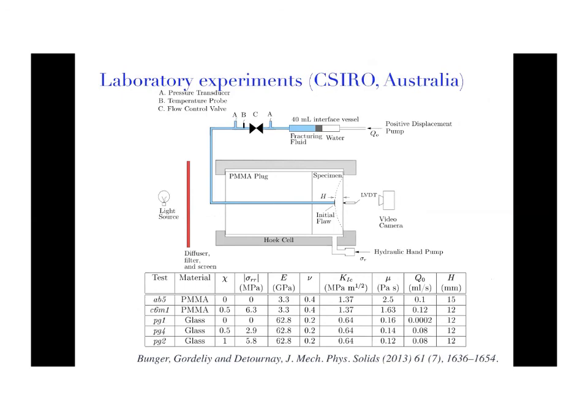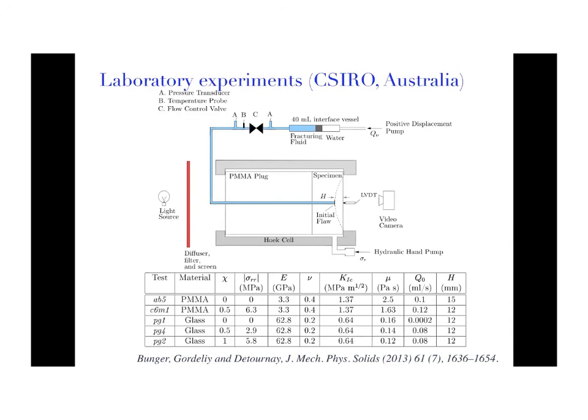This is a summary of the laboratory experiments from CSIRO in Australia that were run by Andrei. You can find more details in the paper referenced at the bottom or in the PhD thesis of Andy Bunger from 2005. In this experimental setup, the body of a sample was made from either PMMA or glass. The block of PMMA here is a plug, not the sample. It's just a plug used to secure the specimen inside the Hoek cell.